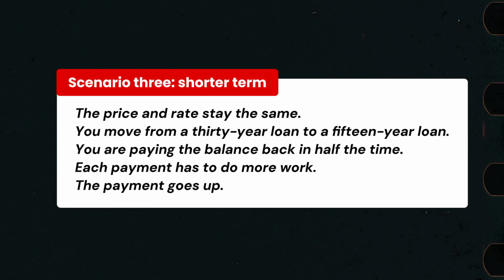Scenario three, shorter term. Price and rate stay the same. You move from a 30-year loan to a 15-year loan. You're paying the balance back in half the time, so each payment has to do more work. Therefore, the payment goes up. In all three cases, the change is mechanical. It's not subjective, it's not discretionary, it's just math.